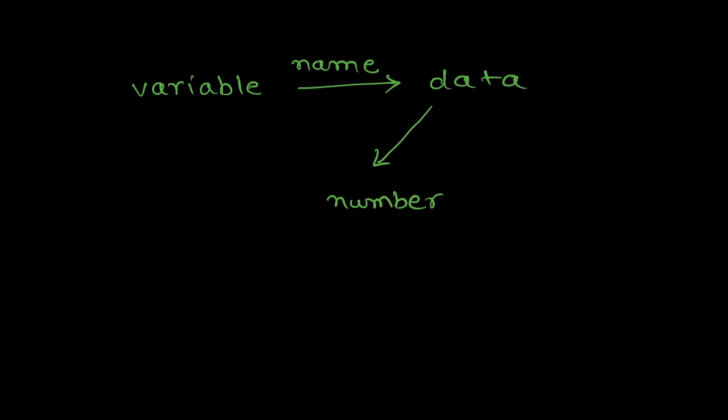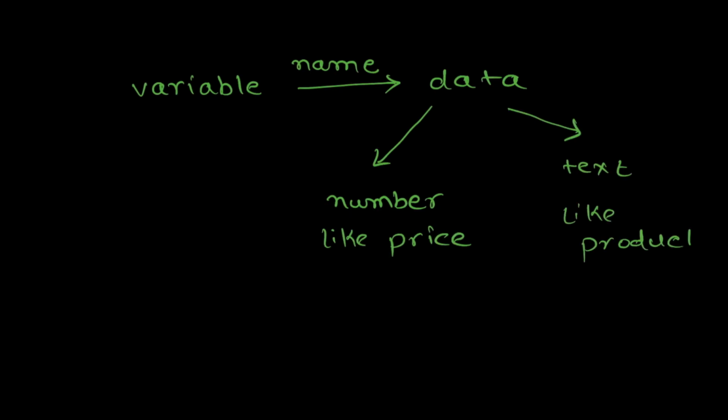In programming, a variable is just a name we give to some data. That data could be a number like a price. It could be a text like a product name. When we give data a name, we can use it again instead of typing it every time. This makes it easier to work with data step by step. Let's look at a simple example.